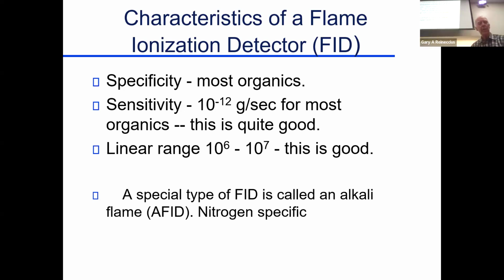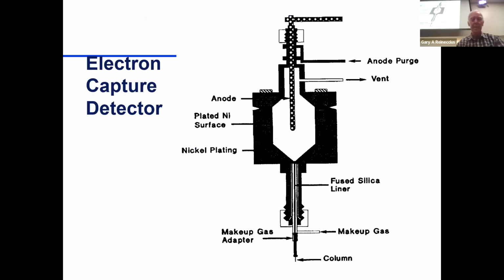So 10 to the minus 12 grams is really quite good. In terms of linearity, we don't do too many things where our concentration changes by 10 to the 12th. So good sensitivity. It does organics, very linear. That's very good, the 10 to the 6, 10 to the 7. And like I say, sensitivity and linear range are really what you have going for you in this system.